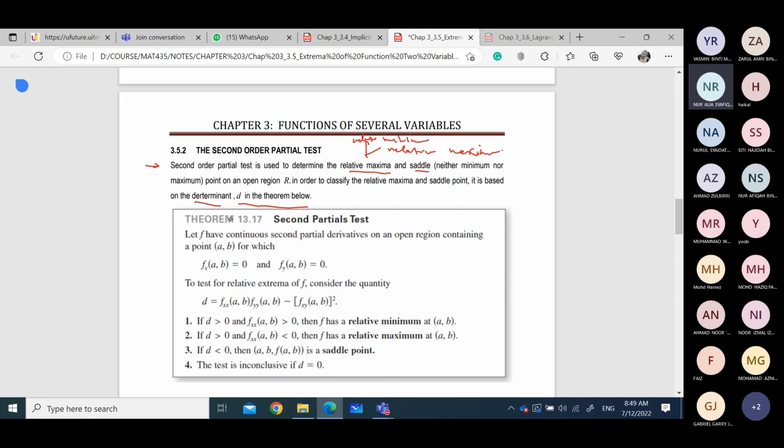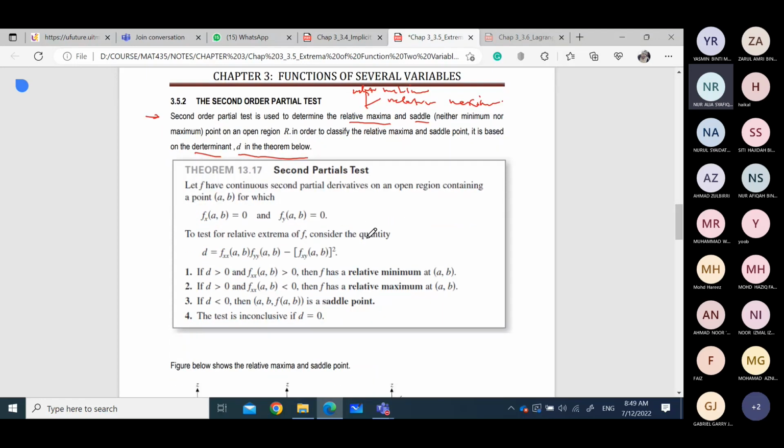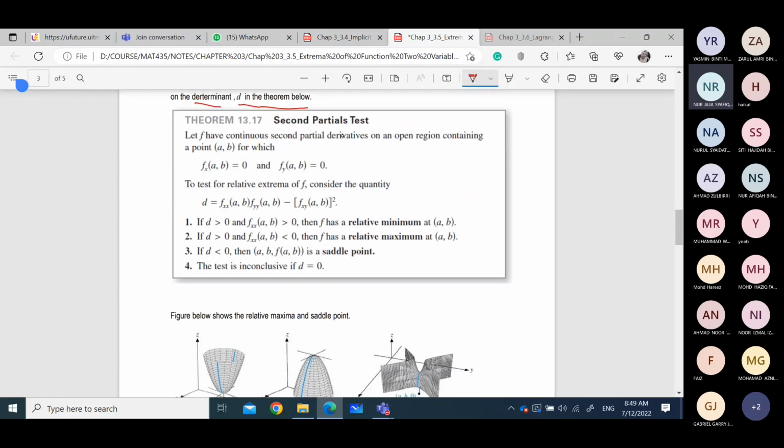So in this part, we need to find the determinant, where the determinant is based on the second order partial derivative. Okay, so kita tengok kat sini. Theorem 13.17, it is about the second partial test. So let f have continuous second partial derivatives on an open region containing a point (a, b), for which the derivative with respect to x at the point (a, b) equals 0 and the derivative with respect to y at (a, b) equals 0.